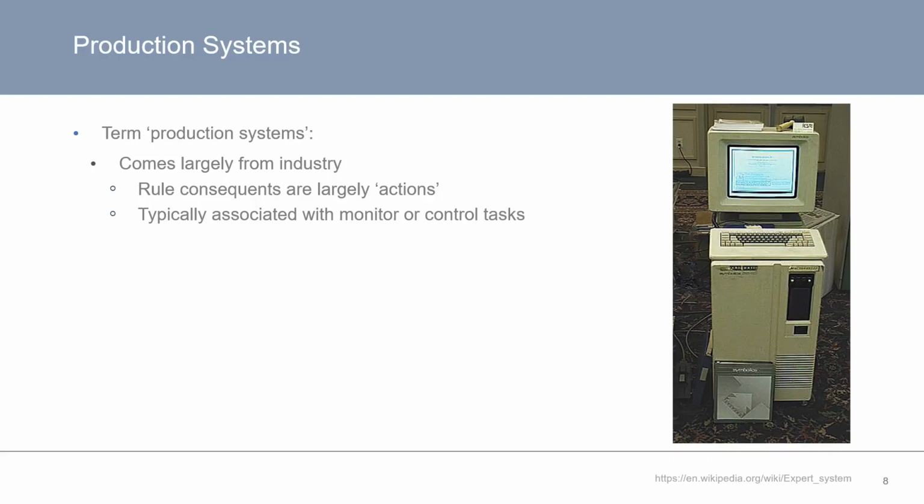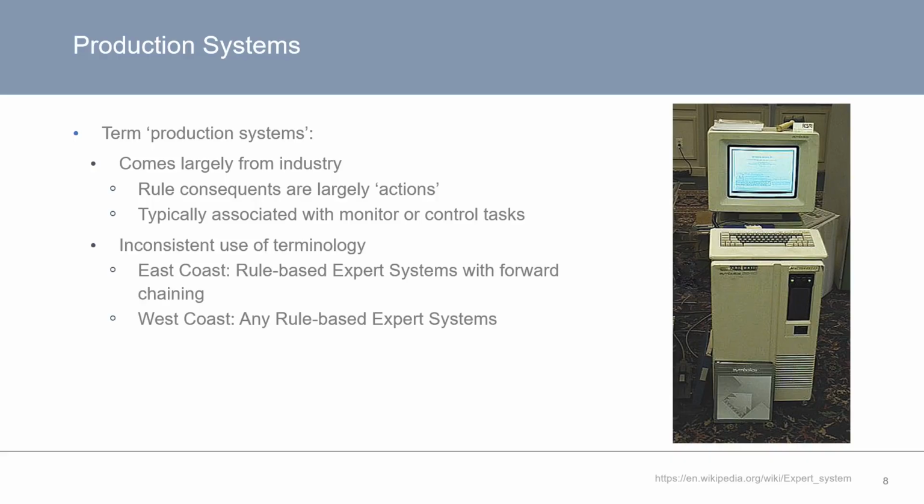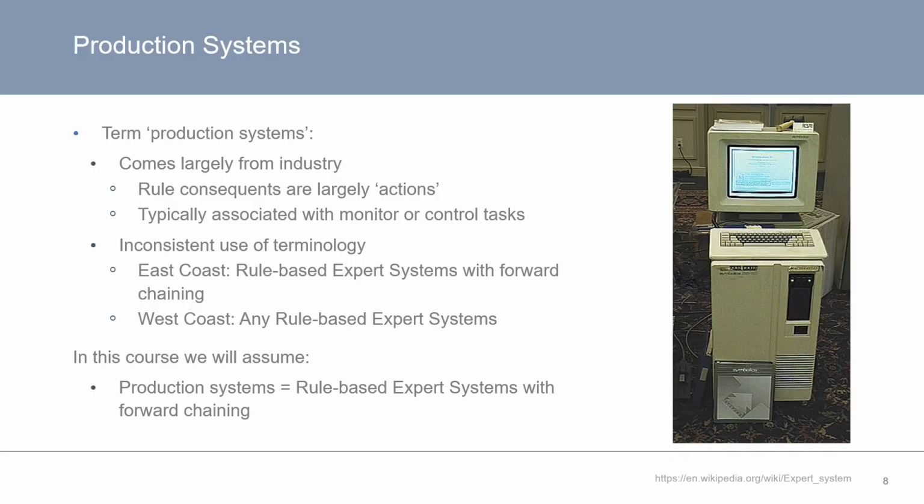Another term you'll hear that's also useful to define is that of production systems. The term production system comes largely from industry. Here, the consequences of rules are usually actions. The term production systems is typically associated with the monitoring or controlling of tasks. However, there seems to be some inconsistent use of this terminology based on geography. On the East Coast, production systems usually refers to rule-based expert systems that use forward chaining in particular. But on the West Coast, the term production systems can refer to any kind of rule-based expert system. We'll assume that production systems refer to rule-based expert systems that utilize forward chaining.